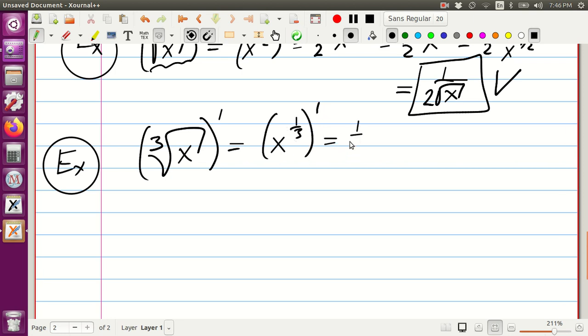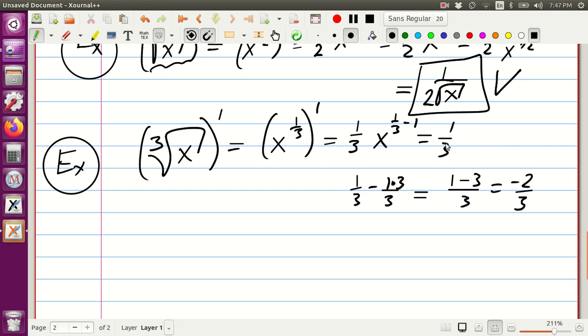Then according to the power rule, 1/3 goes down and we have 1/3 minus 1. Alright, so if we want to subtract 1/3 and 1, we have to put 3 into the denominator, put 3 into the numerator, and so we're going to get 1 minus 3 over 3, which is negative 2/3. So our answer over here is 1/3 times x to the negative 2/3. And that's probably good enough for all of our purposes.